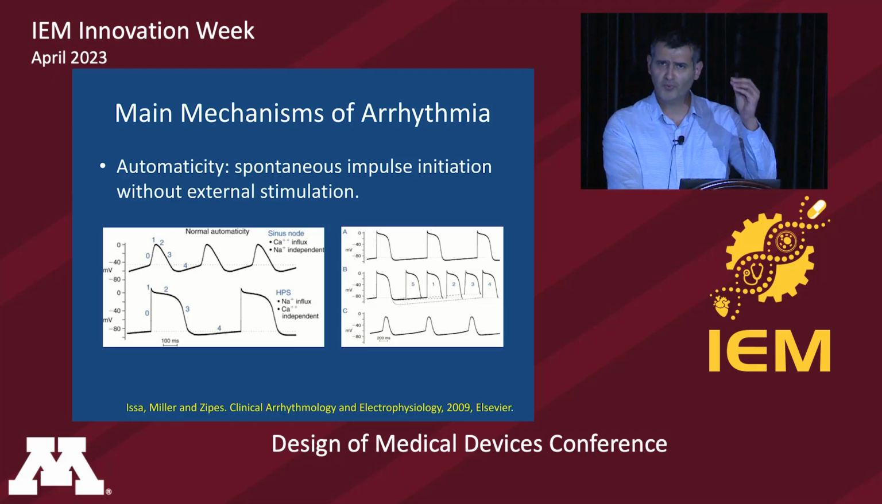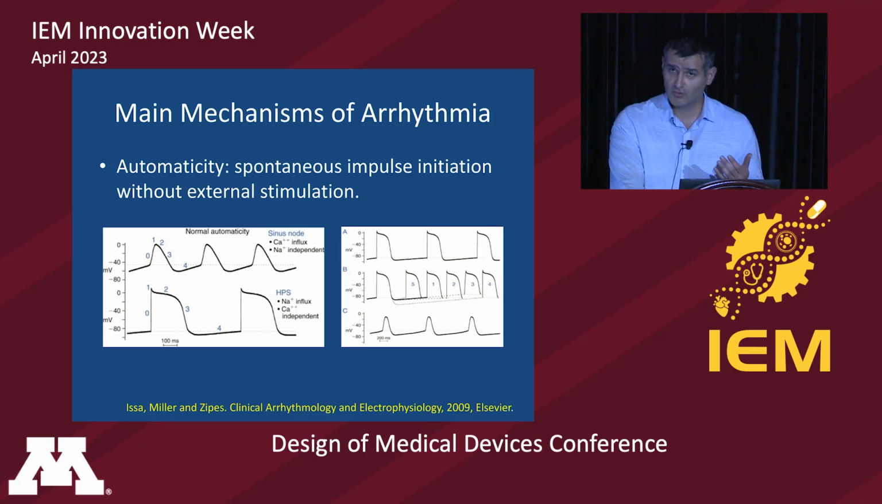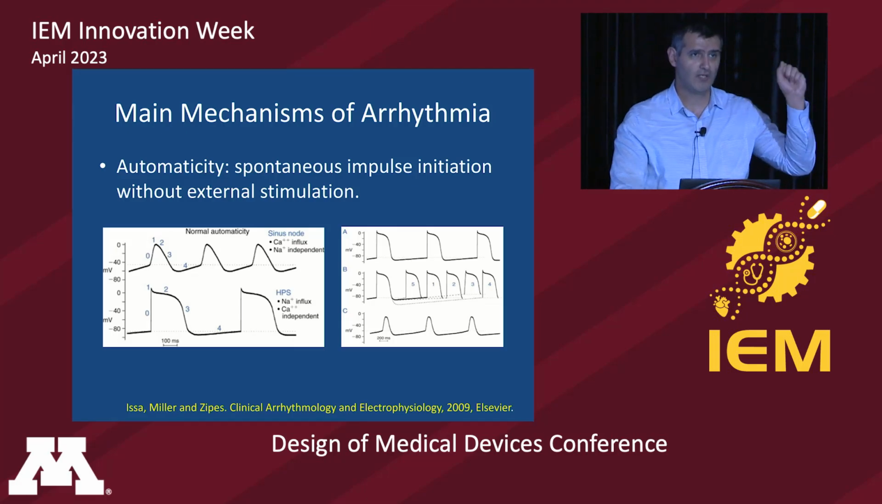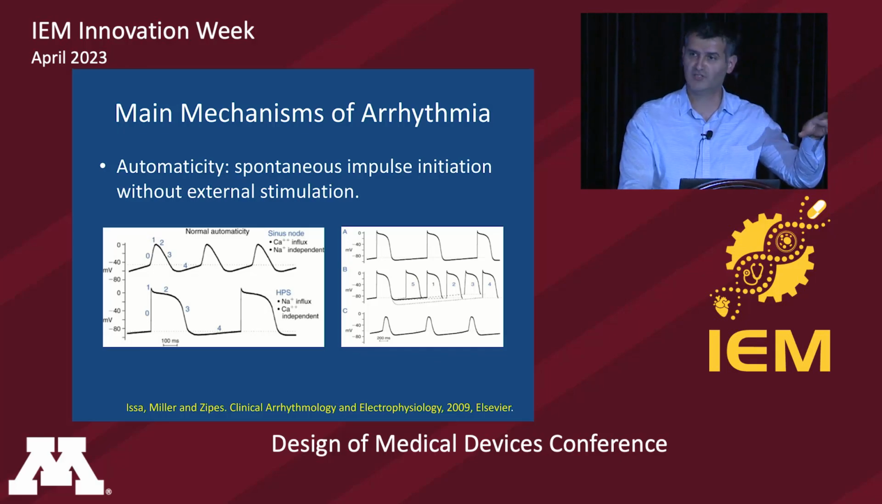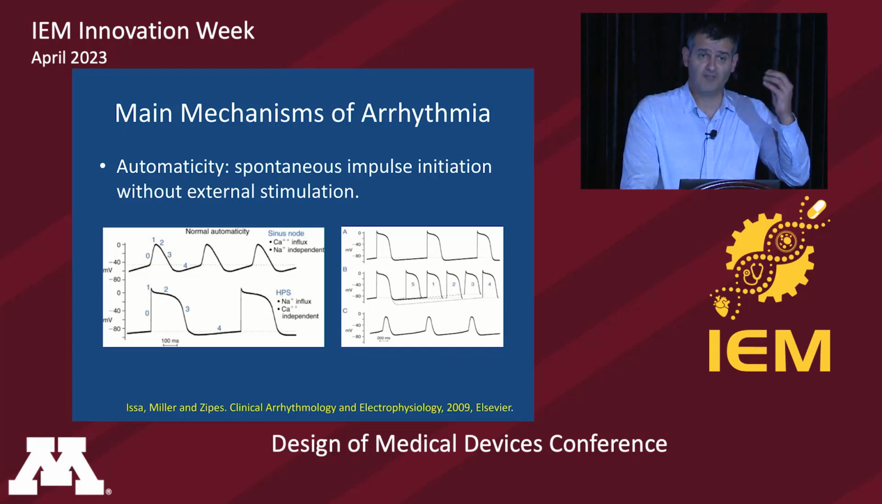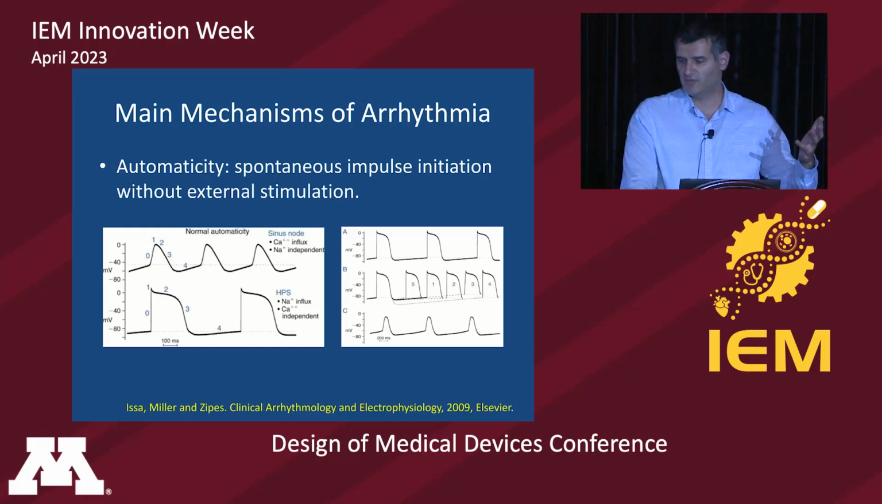I'll start with automaticity. Automaticity is a group of cells that spontaneously generate an impulse without an external stimulation. Our sinus node generates what we call normal automaticity. It generates our impulse every 60 beats per minute, 70 beats per minute. Sometimes there are a group of cells that show what we call abnormal automaticity, meaning they generate an impulse, but they're not really designed to. They get in the way of the sinus node.